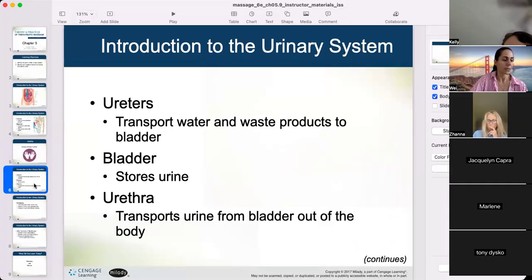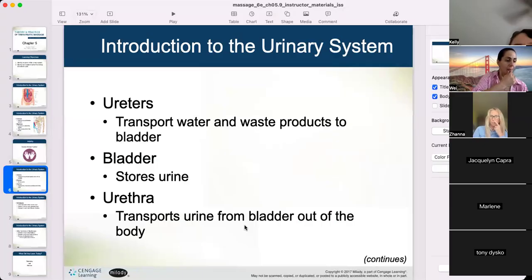So we talked about the kidney excreting, okay. Now the ureter transports water and waste product, which is urine, to the bladder. The ureter is deeper inside than the urethra, okay? The bladder is just a reservoir that stores urine, okay? And the urethra transports urine from the bladder out of the body.